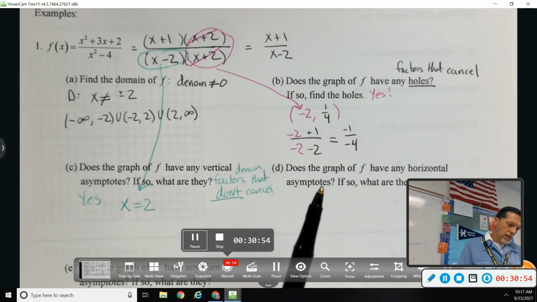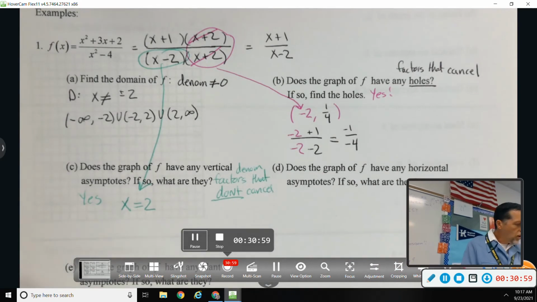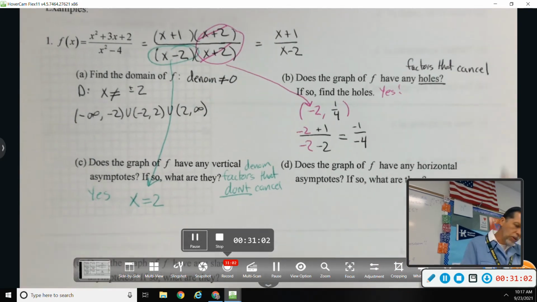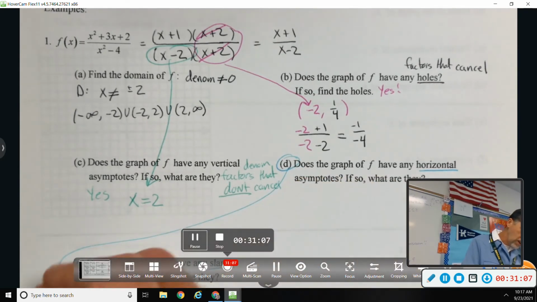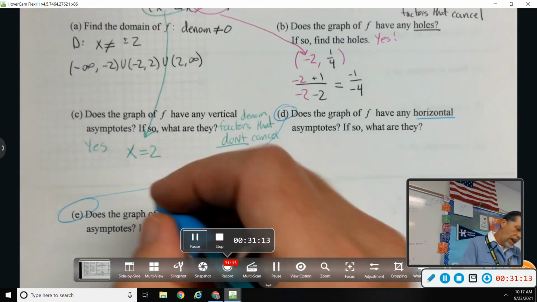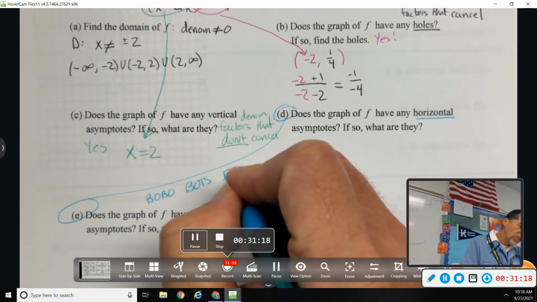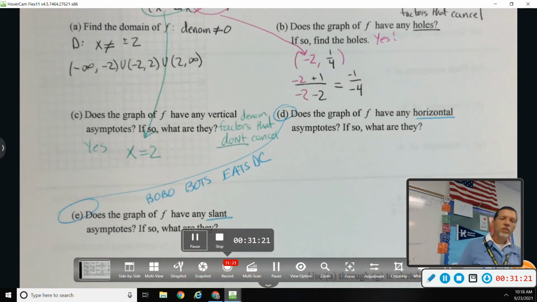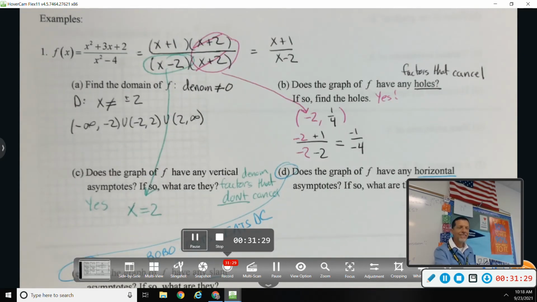Part D and Part E: does the graph have any horizontal or slant asymptote? Those questions kind of go together, because it always has one or the other, never both. And so this is the BOBO BOTS EATS DC question, or questions, I guess, because there's two questions, even though there's only one answer. So the question is, what case is this? Is this a BOBO case, a BOTS case, or an EATS DC case?